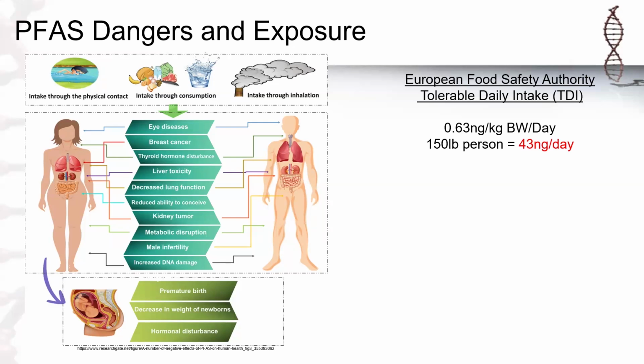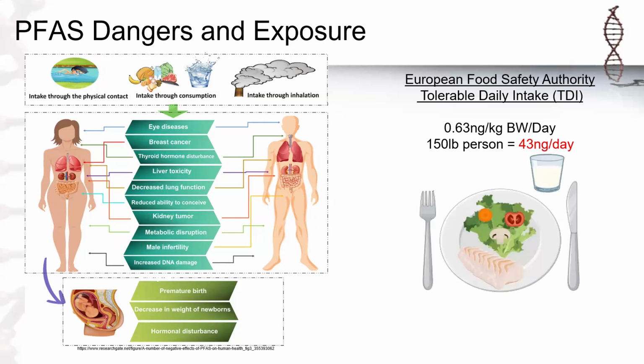There's been some research by the European Food Safety Authority that suggests a tolerable daily intake, or TDI, which is how much PFAS you can consume before you start to see health effects, for 4 types of PFAS of 0.63 nanograms per kilogram body weight per day. So for a 150 pound person, that equates to about 43 nanograms of PFAS per day. So what the heck does that mean? Let's take a closer look.